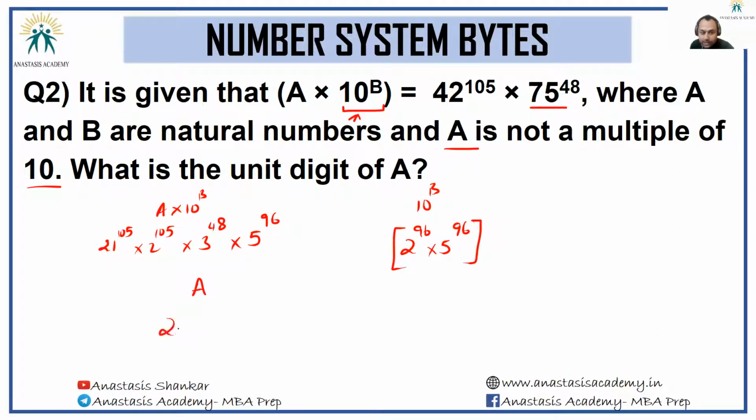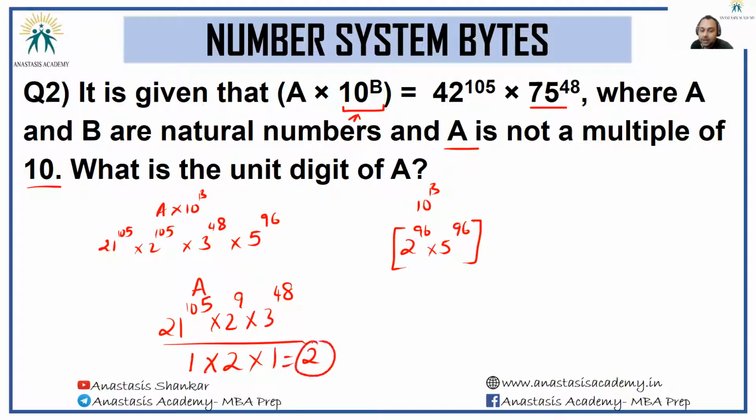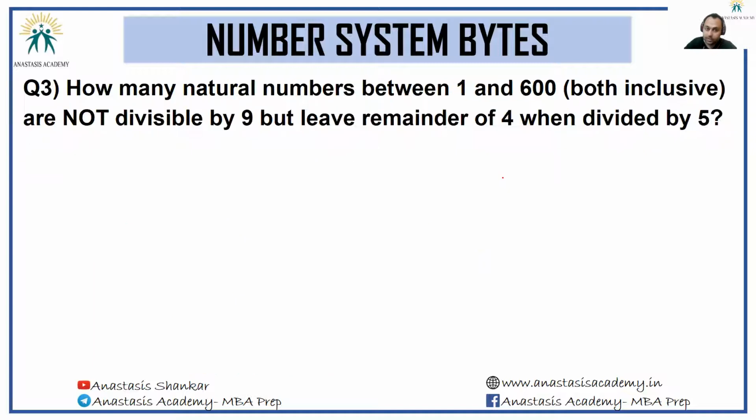So A will turn out to be 21 raised to the power 105 into 2 raised to the power 9 into 3 raised to the power 48. And we only need the unit digit of this expression. 21 raised to any power, unit digit is always 1. 2 raised to the power 9 is as good as 2 raised to the power 1, so unit digit is 2. 3 raised to the power 48 is as good as 3 raised to the power 4, so unit digit is 1. So unit digit of A will turn out to be 2. Answer to the question is 2.